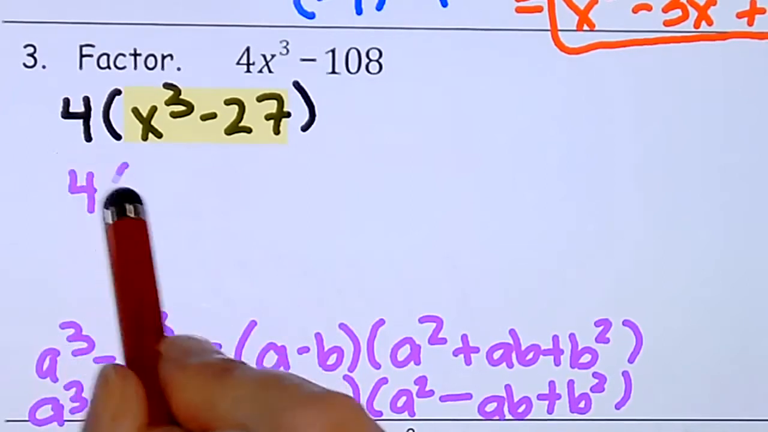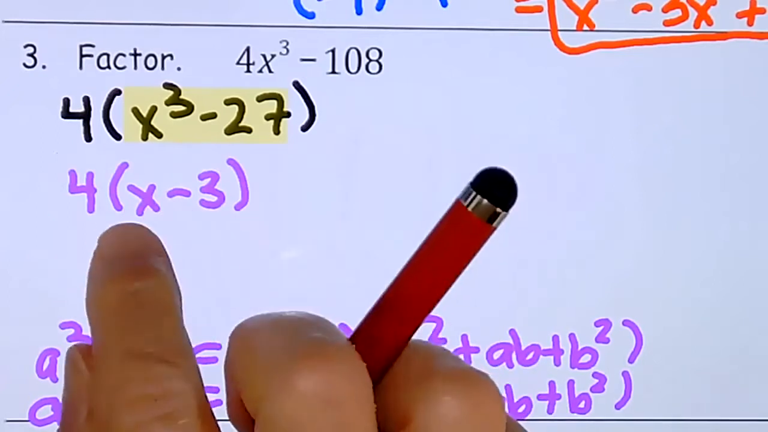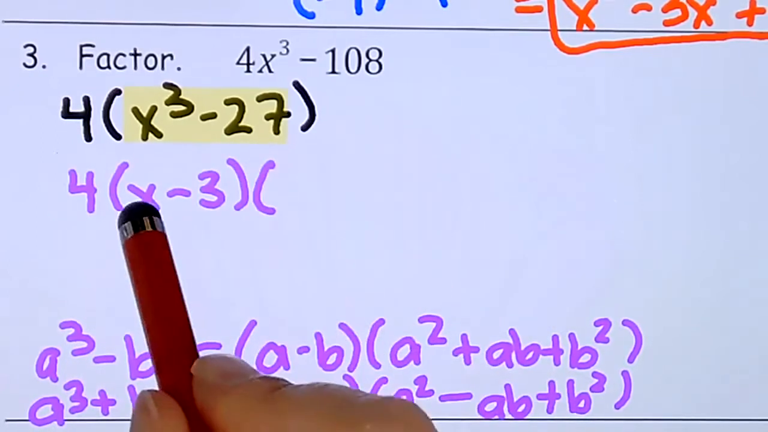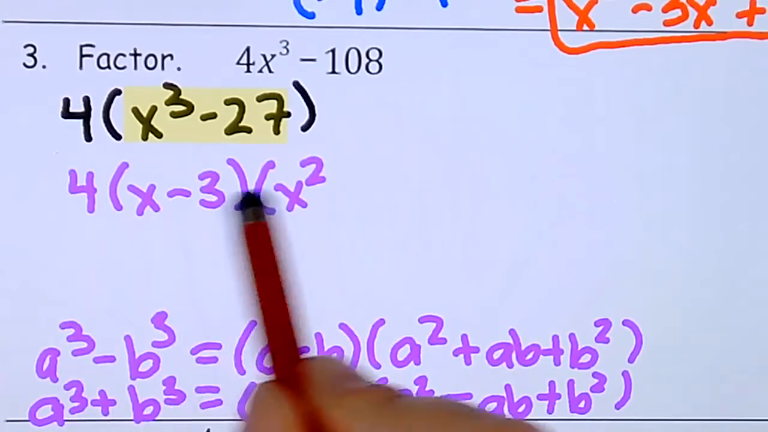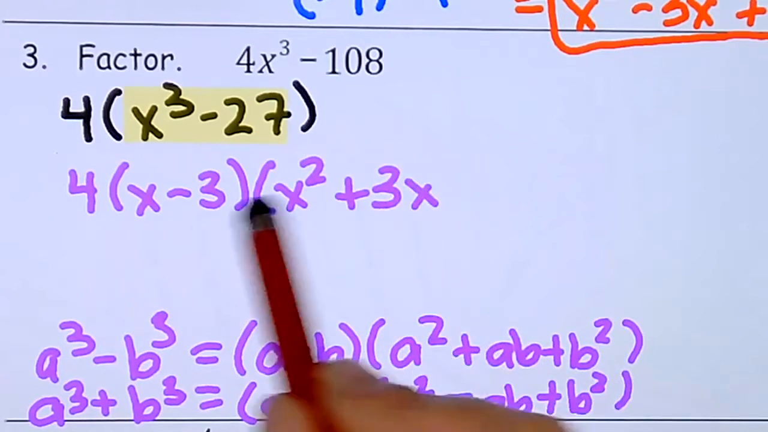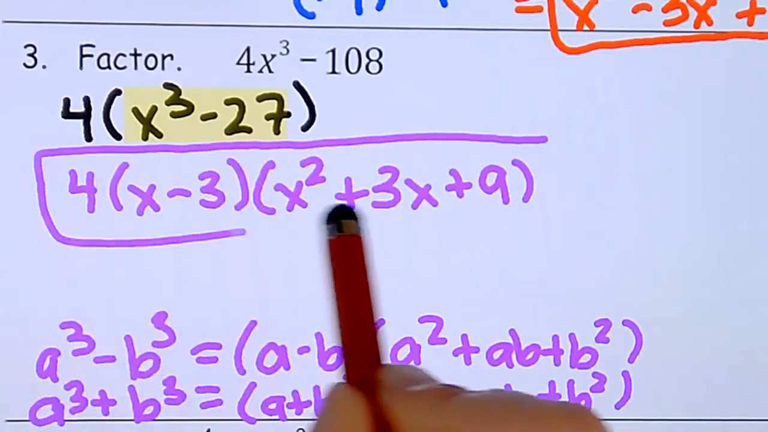So this is going to be 4, and then I'm going to have x minus 3, because that's the cube root of x cubed and the cube root of 27. Now square this, change the sign, multiply my 3 and x together, square my negative 3, and that is your answer.